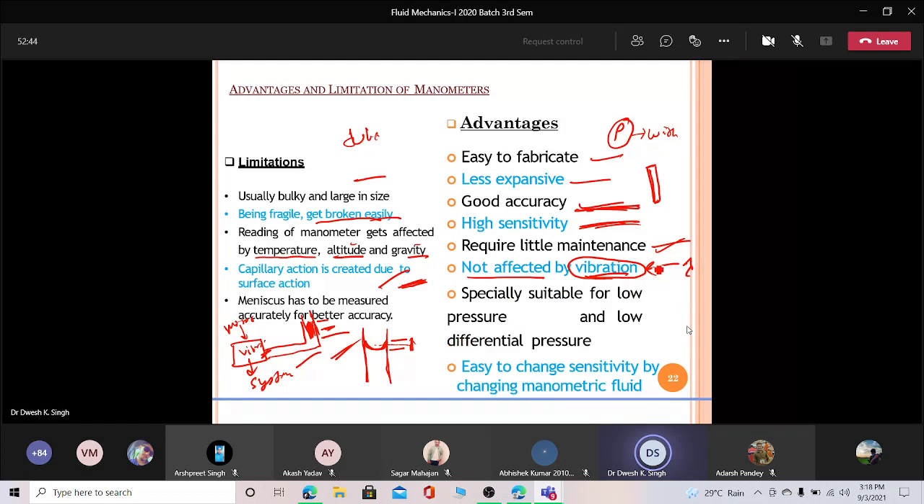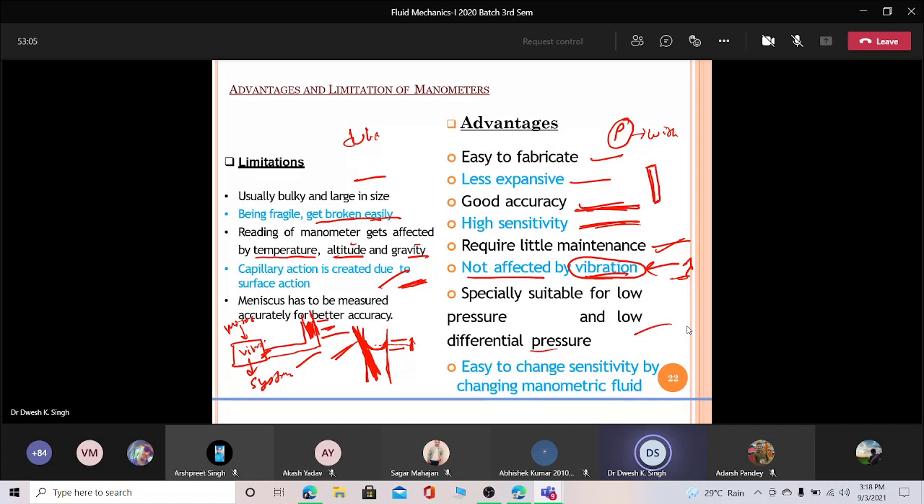But in the case of direct connection, sometimes I have seen that it fluctuates like this. In fact, in our lab, I have seen that it fluctuates many times. So here you need to be careful about when it is not affected. Okay. Especially suitable for low pressure.